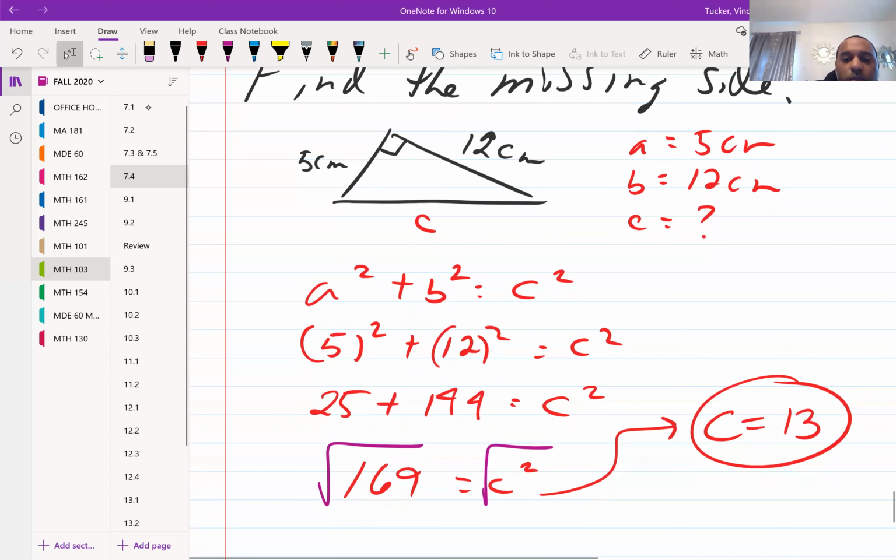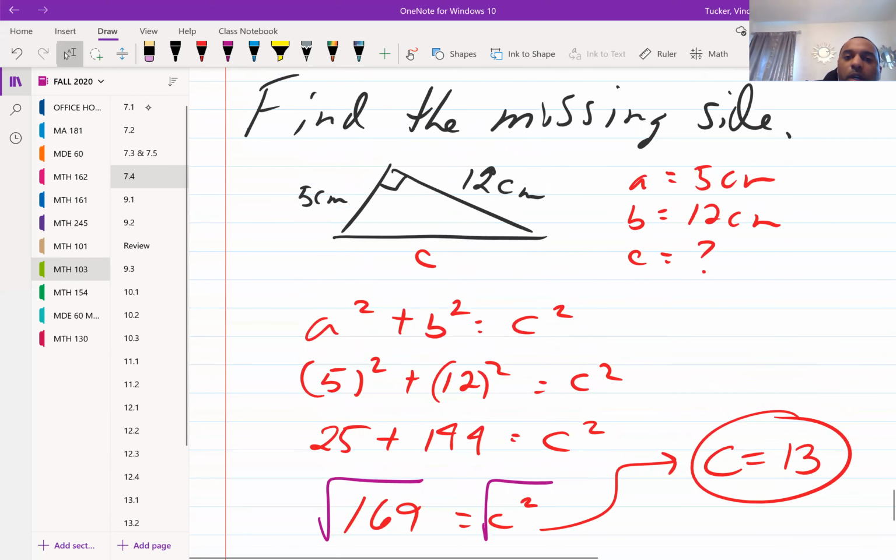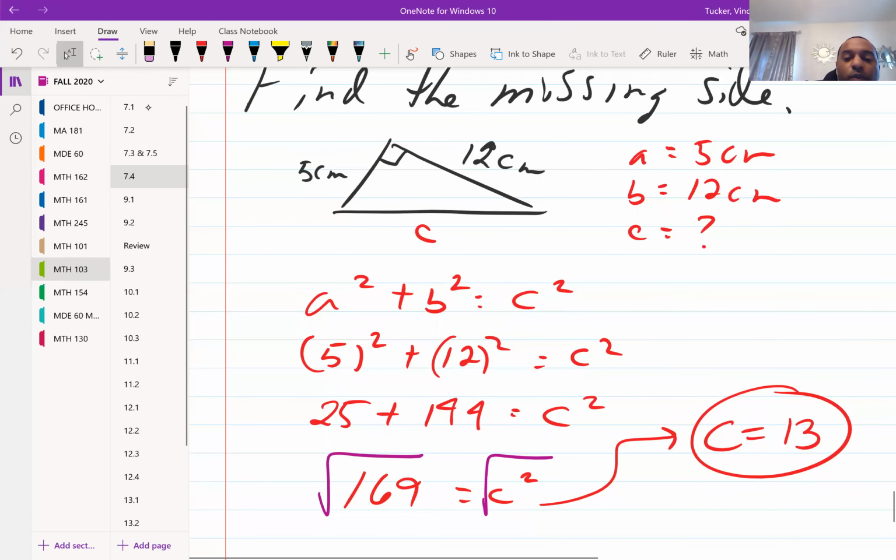All right. Let's see. Oh, that's the last one. Okay. So, questions on that. It would be some variation of that. If they ask you to find the missing side, you plug in the pieces accordingly, and then solve for the missing side. And that's it for 7.4.